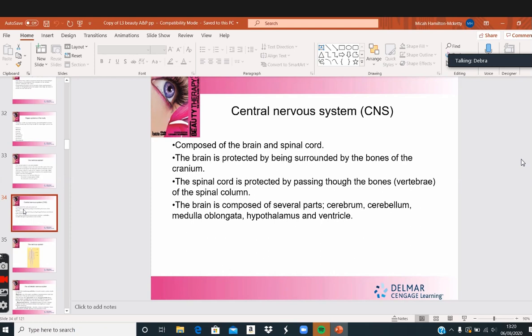Now, the brain, we do need to cover. We need to cover the brain in level three, not so much level two. But again, I think it's very important as level two students that are going to go on to level three that you do need to know the brain.